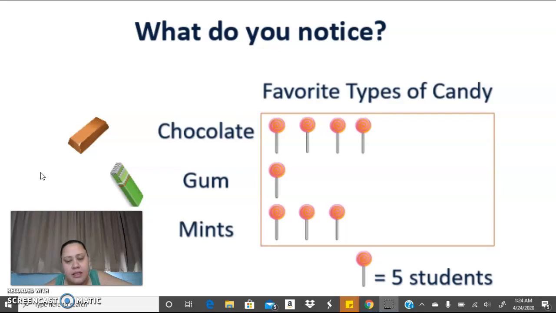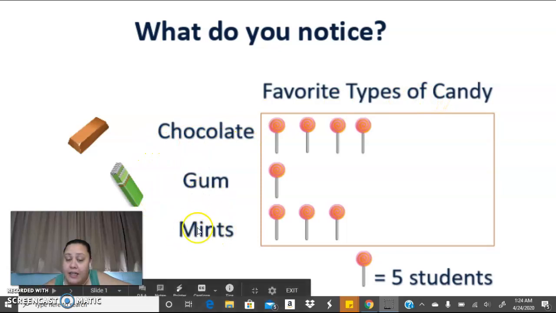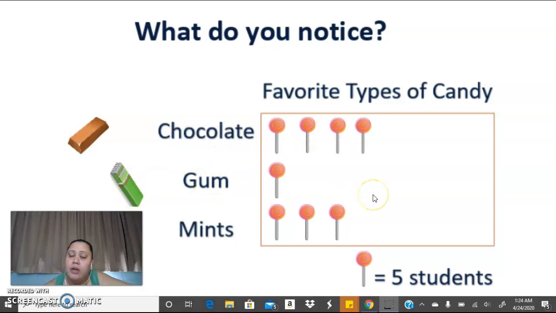What do you notice about this picture graph? Well, if you said it is about candy, you are correct. When we want to look at a picture graph, you want to pay attention to the details. When I say details, I mean the title, okay? The title is favorite types of candy, and then these are the different candies, okay? And obviously they're row by row. That's how we're going to distinguish the different candies.